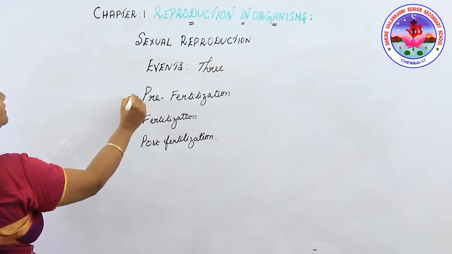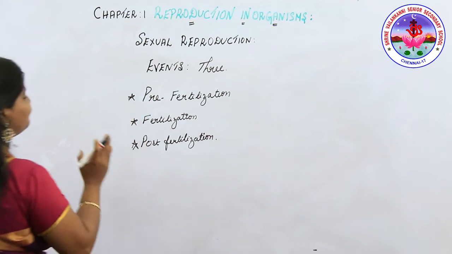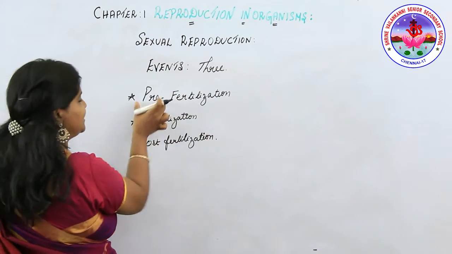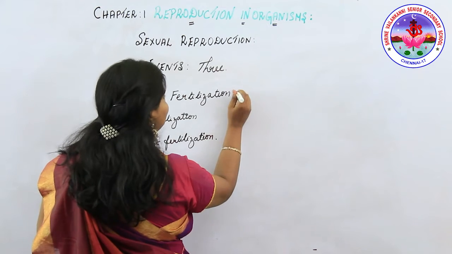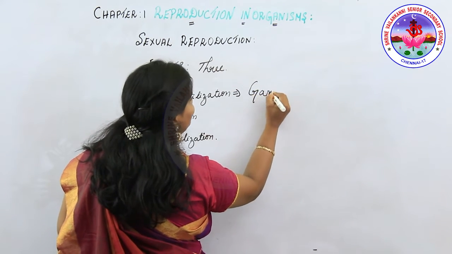So these are the three events which take place in sexual reproduction. First, what is pre-fertilization? Pre means first. So pre-fertilization results in the process called gametogenesis.